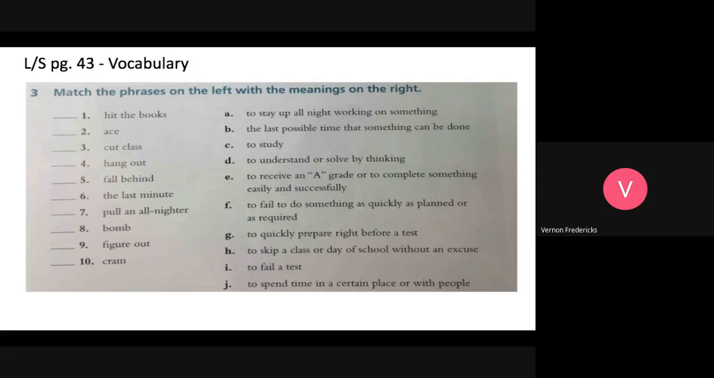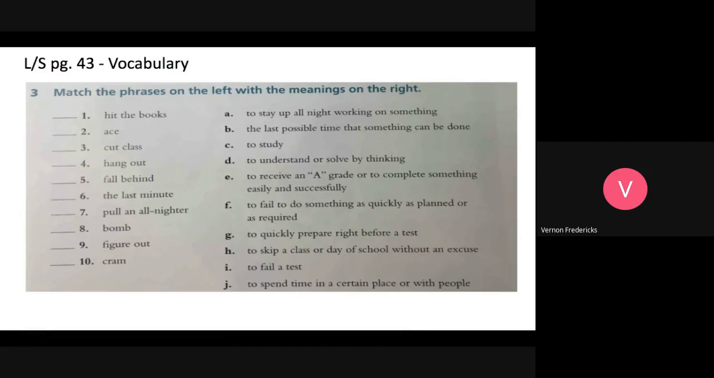Number 6, the last minute. B, the last possible time that something can be done. Number 6 is B. Number 7, pull an all-nighter. A, to stay up all night to study. Number 8, bomb, is I, to fail a test. And number 9 is figure out, is D, to understand or to solve by thinking. Number 10 is G, to quickly prepare right before a test.